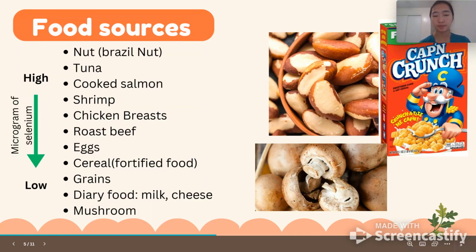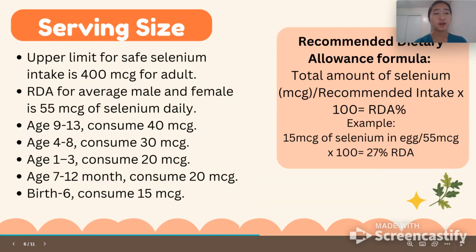Serving size. So the upper limit for safe selenium intake is 400 micrograms for adults, and the RDA for the average male and female is 55 micrograms of selenium daily. And then to the right there is a recommended dietary allowance formula for us to calculate the RDA for selenium.